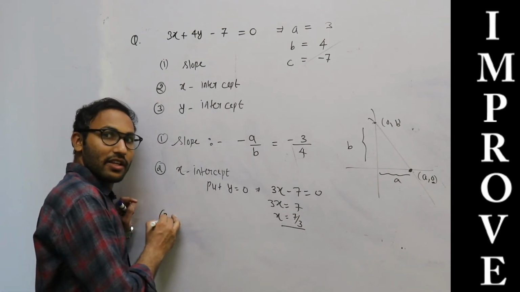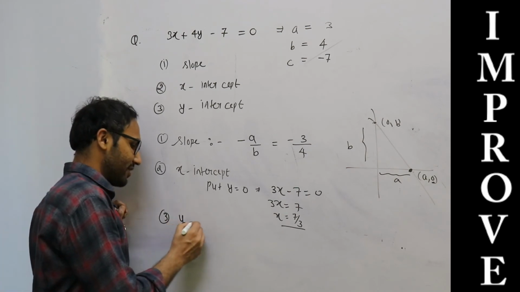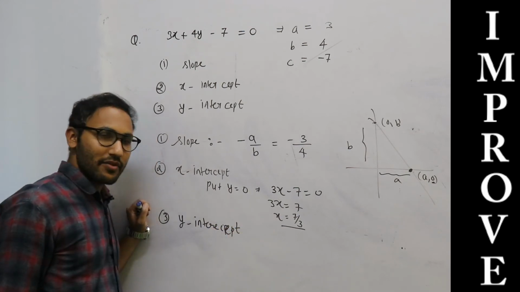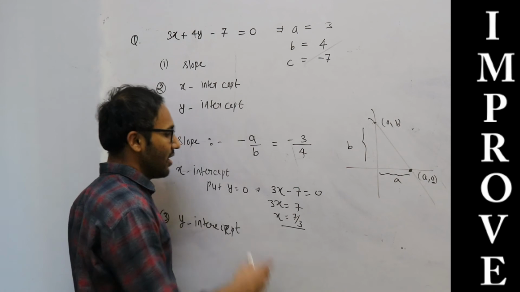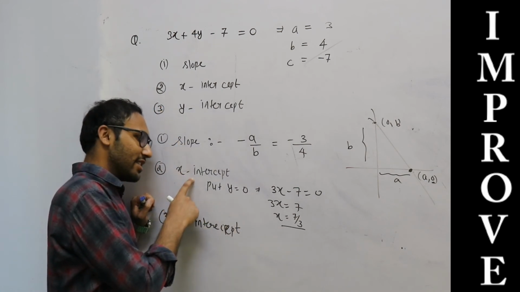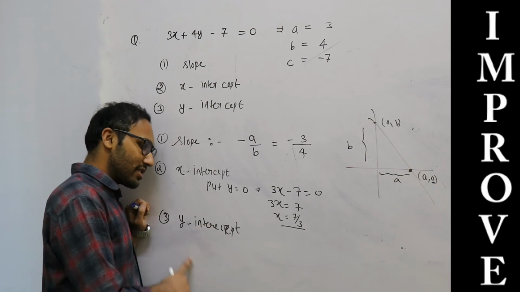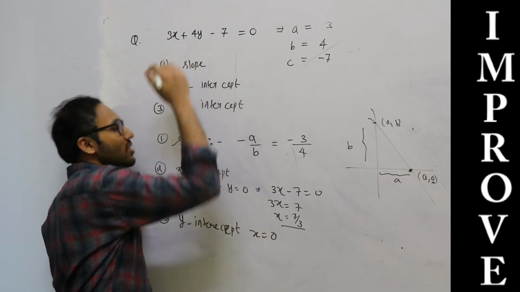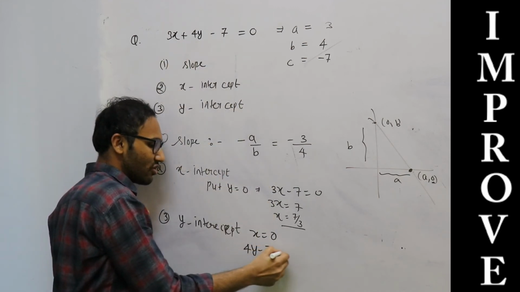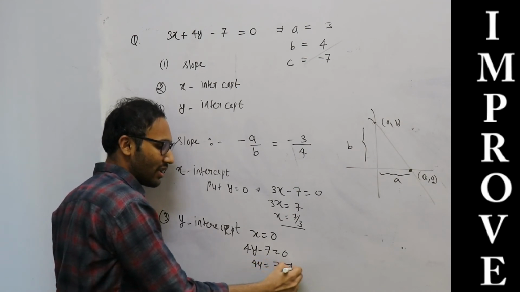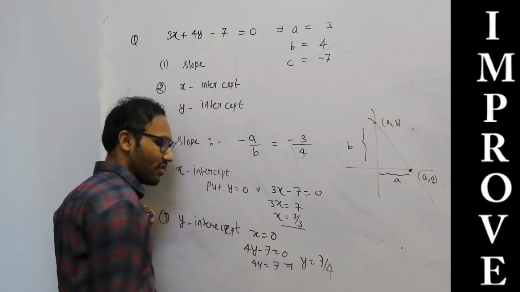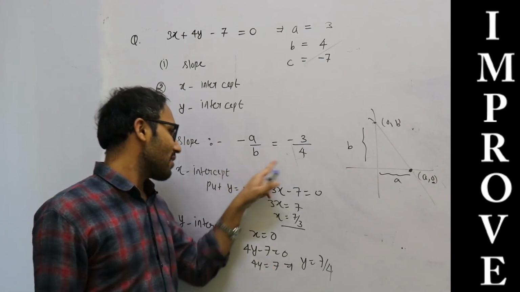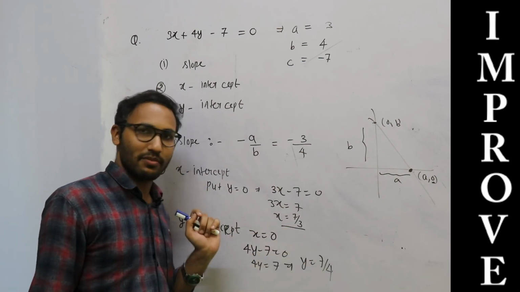Now number 3, y intercept. So what do we have to do for y intercept? Like in x intercept the y value is 0, in y intercept the x value will be 0. So put x equal to 0 in this equation. The equation will become 4y minus 7 is equal to 0. 4y is equal to 7 and the y value will be 7 by 4. So these are your answers. Slope is minus 3 by 4, x intercept is 7 by 3 and y intercept is 7 by 4.